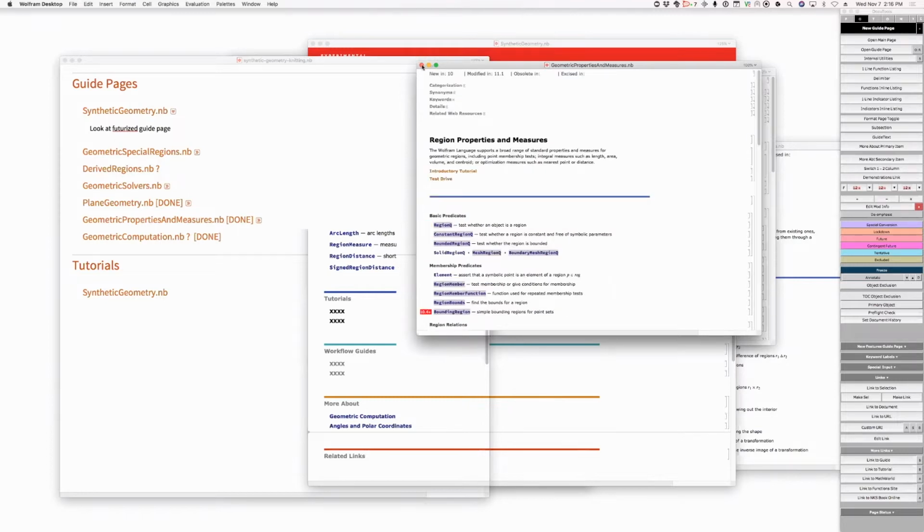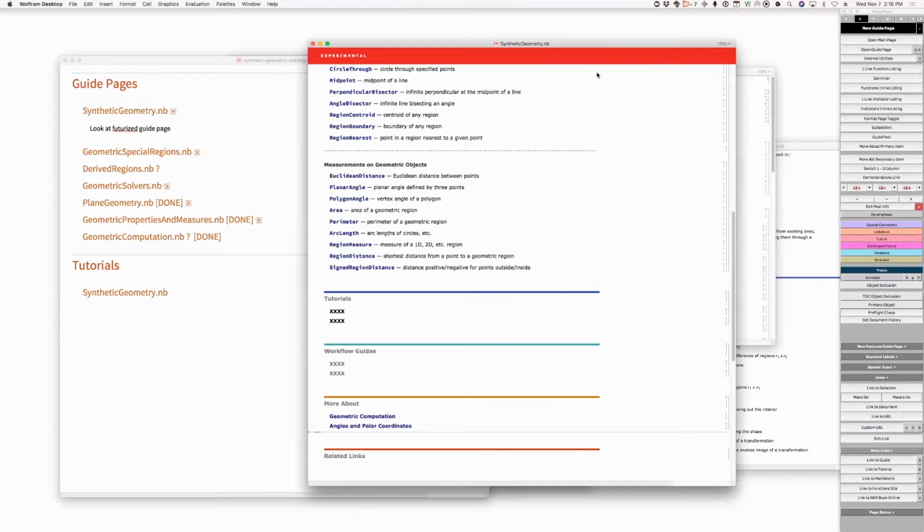Okay, so this is geometric properties and measures. What about all the stuff with triangles? Triangle. Yeah, we have that there. Triangle center. We have this. This should be fine. Okay, that one is done.